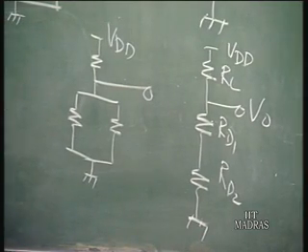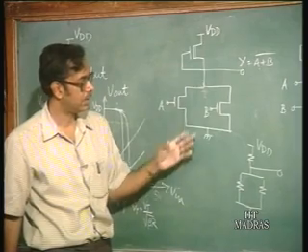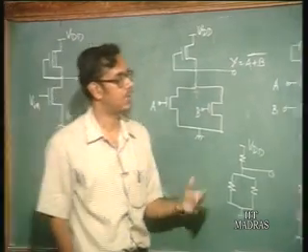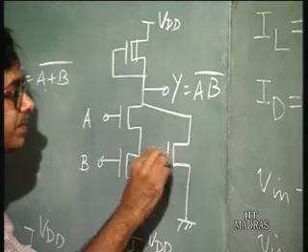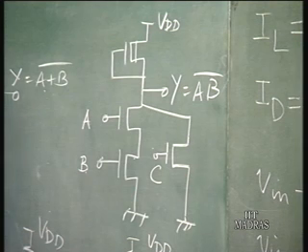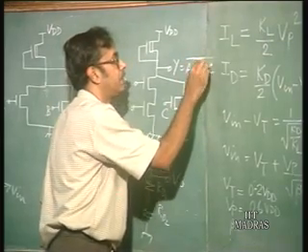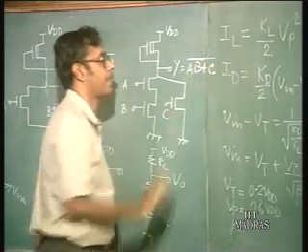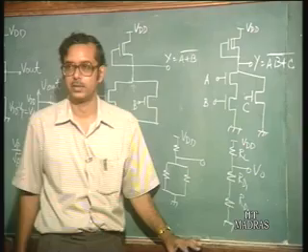In fact, you can have other types of circuits also, different logic circuits. For example, here, if you put another transistor like this and call this input C, what is the logic you get? A, B or C, I mean, A, B or C inverted. This can be explained by a similar resistive network.